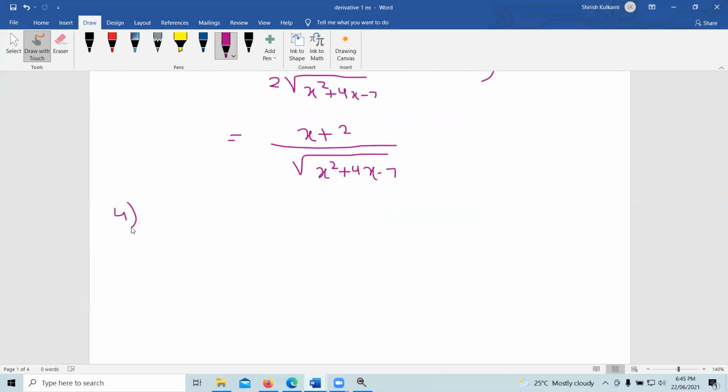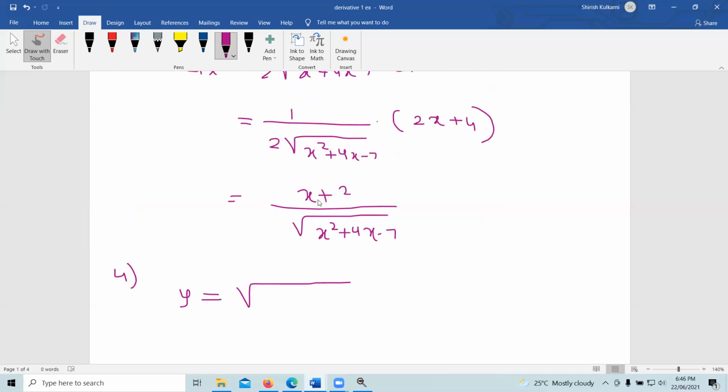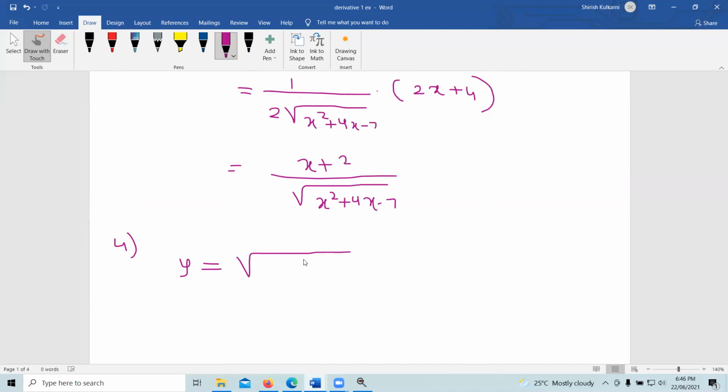Next problem, fourth. Let us denote the given problem as y. Take the 2 common and y is equal to under root of, here take the 2 common and 2 gets cancelled, and then x plus 2 upon x square plus under root of x square plus 1.